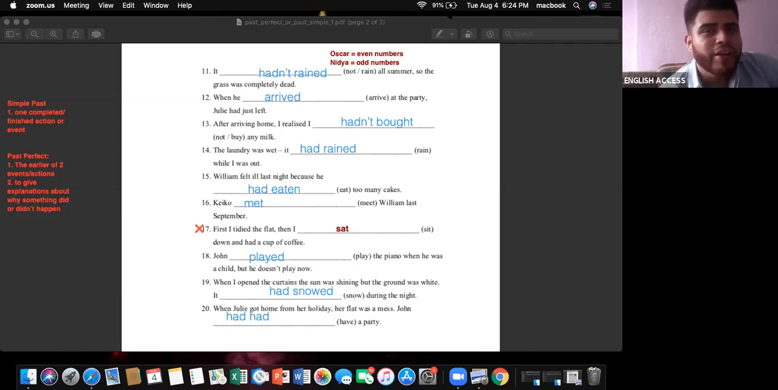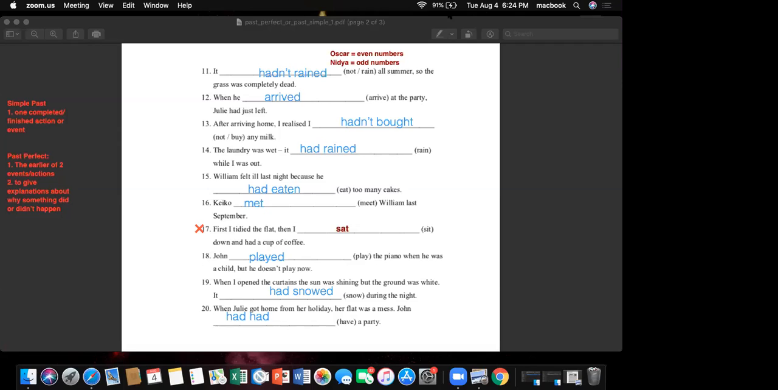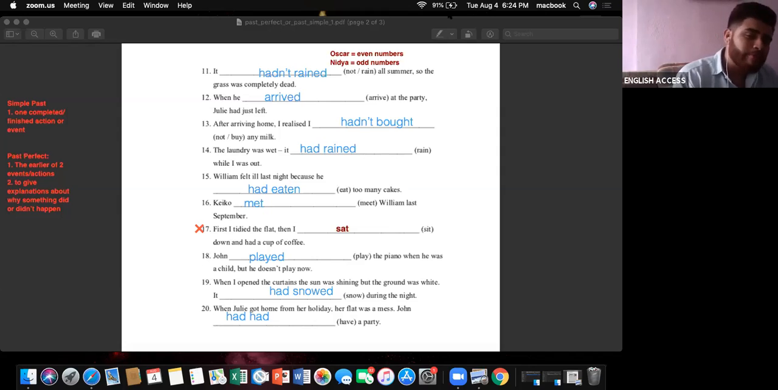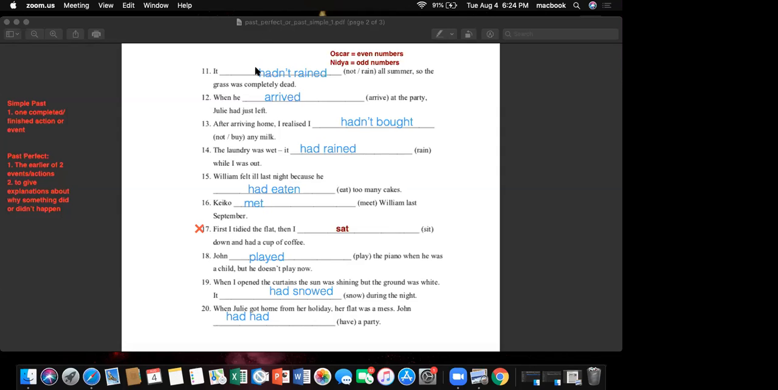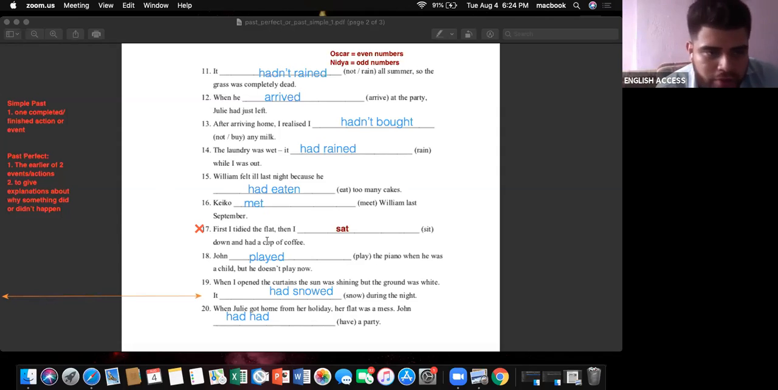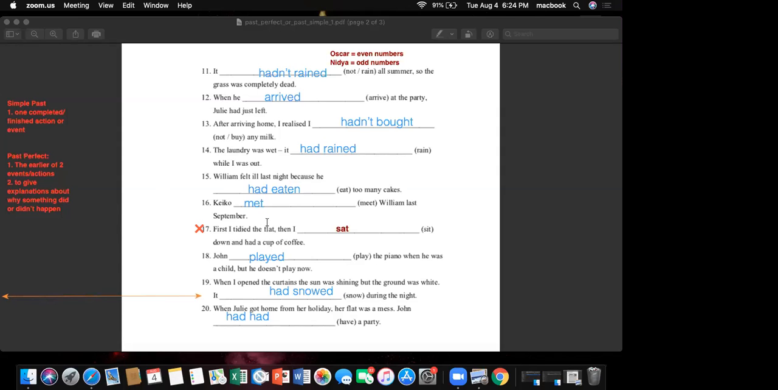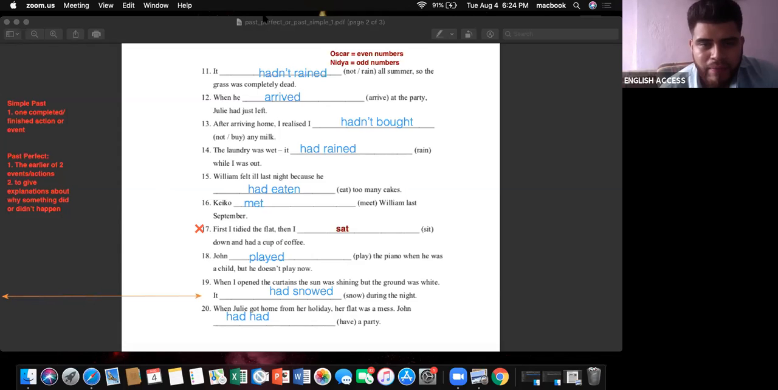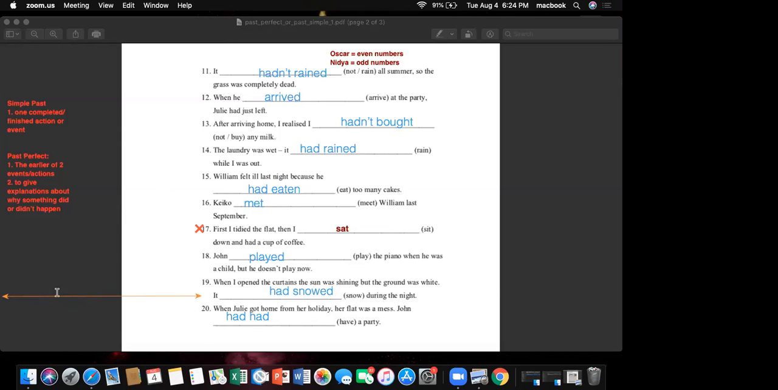No questions. In number 17, I have a problem because I don't understand what happened with the past perfect. Okay, so do you know what a flat is? It's like an apartment. Apartment, okay, but in British English, right? So I tidied, I cleaned the apartment.